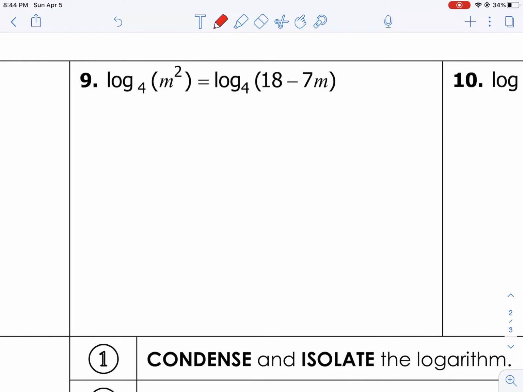There's not really anything to condense here, but I am going to set these equal to each other. So I have m squared equals 18 minus 7m. Hopefully notice you have a quadratic here because of that m squared. So I am going to make sure I set it equal to 0.